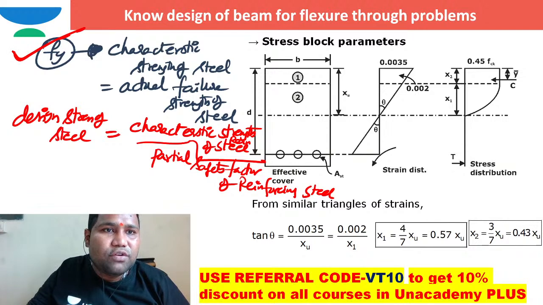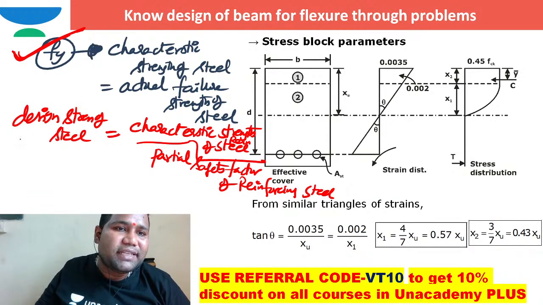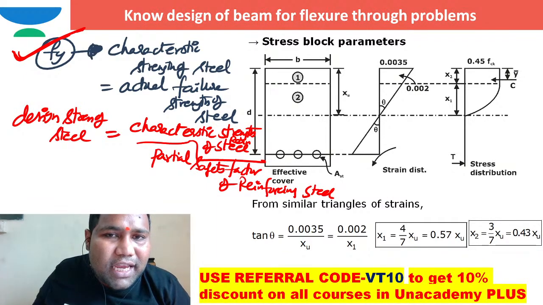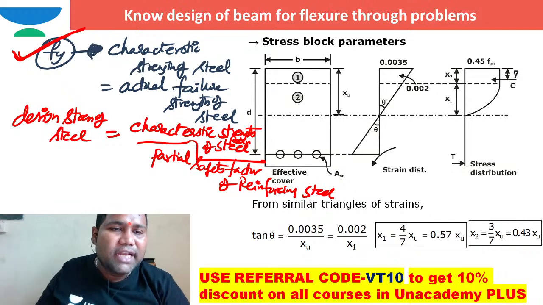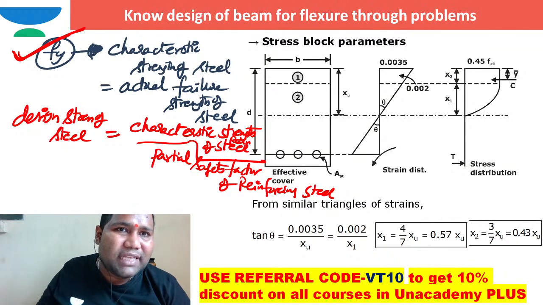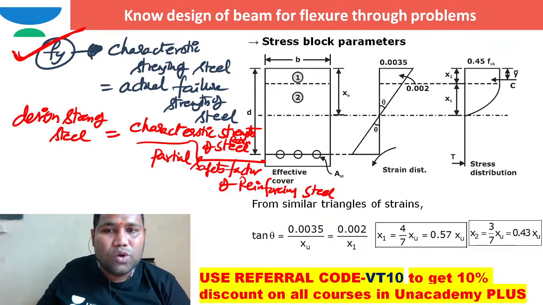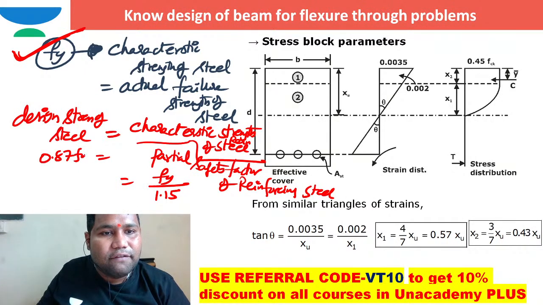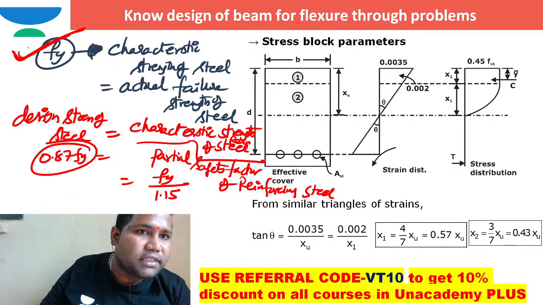This actual failure strength is Fy, but in design, just for safety purposes and to account for uncertainties, we are reducing the actual strength of the material. The strength that we take in design is nothing but the design strength of the steel. So we call it Fy by 1.15, which we call 0.87 Fy. Is that okay, dear Shebin Sailuddin?